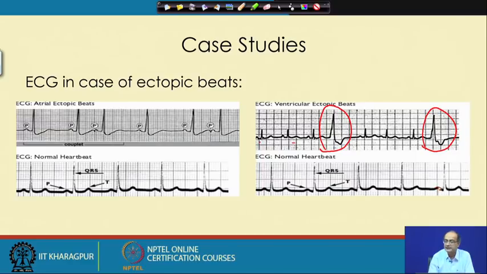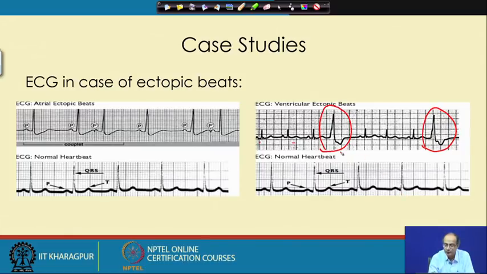Okay, so what it suggests is that something special is happening, an extra beat has come, and if you look at these complexes, their width has also increased. So the width has increased and the T wave is getting affected. These are examples of ventricular ectopic beats. Such changes will also create problems in the detection of the R wave, and thereby the RR interval calculation will also get affected.